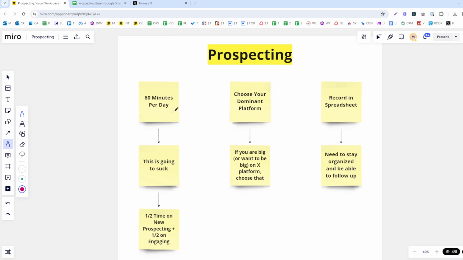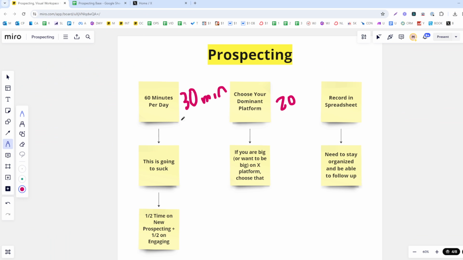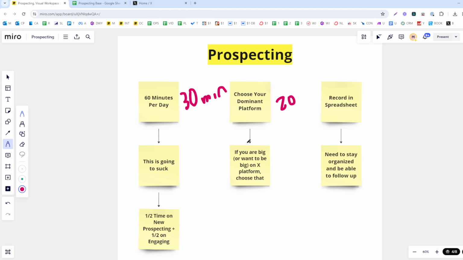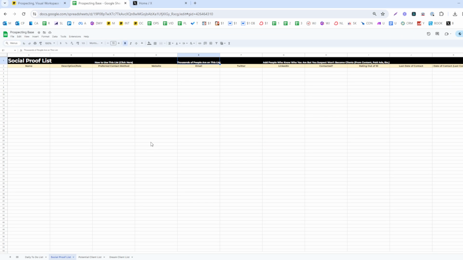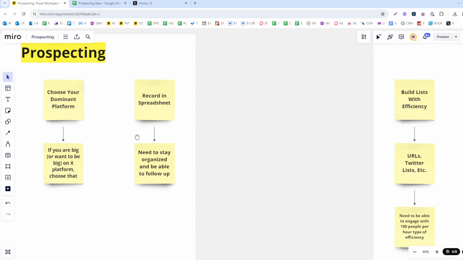So if I have 30 minutes to re-engage with people, I can do these 20 people pretty quickly, right? And I could do the dream client list even quicker. And then the rest of my time would be engaging with the social proof list. So that's how it breaks down. That's essentially, at its simplest form, something you could follow if you were going to implement this. And then we want to record it all in a spreadsheet because we need to stay organized. We need to make sure we don't forget anybody, and that we keep contacting everybody and so on.